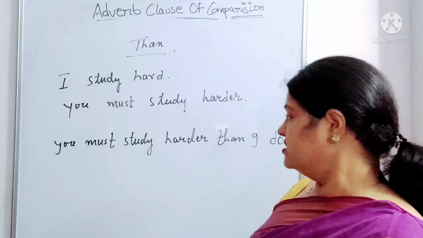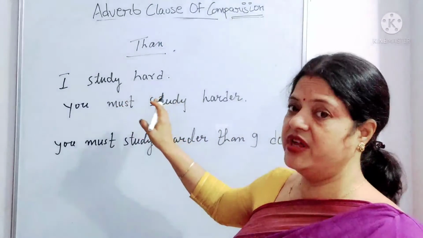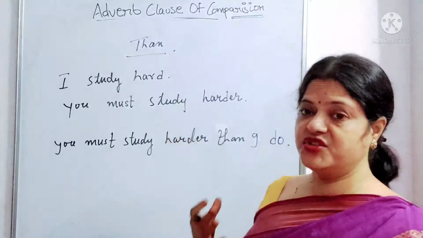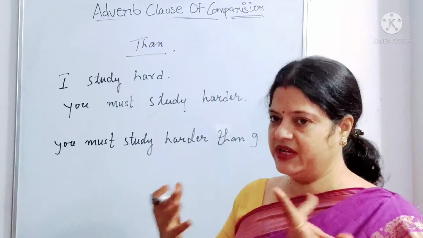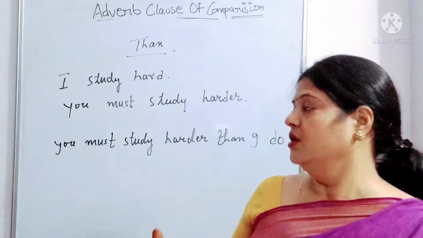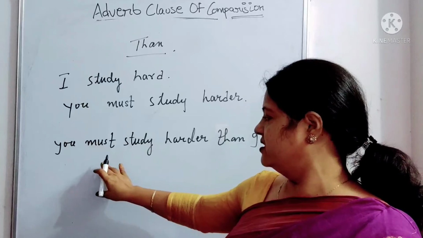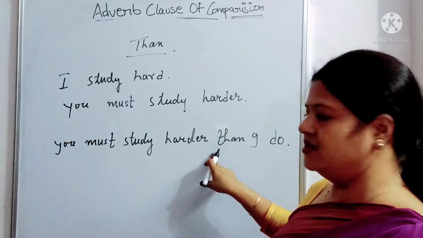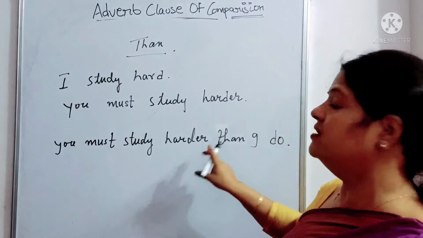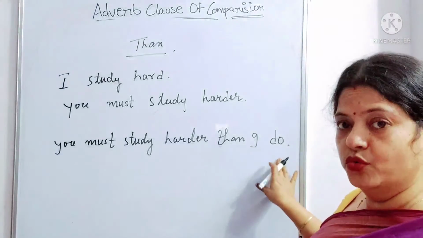Okay. So, since the second sentence is showing comparison, it means that I study hard and you must study harder. It's making a comparison: I am working hard, and you must work harder than me. So it's showing comparison. So what we will do is start like this. You must study harder. We'll repeat this sentence only.